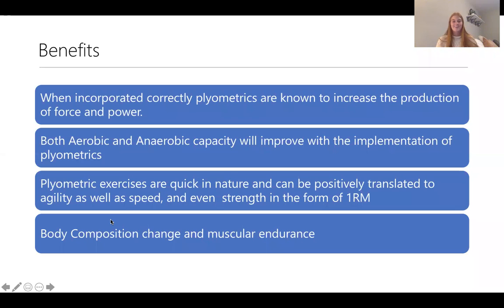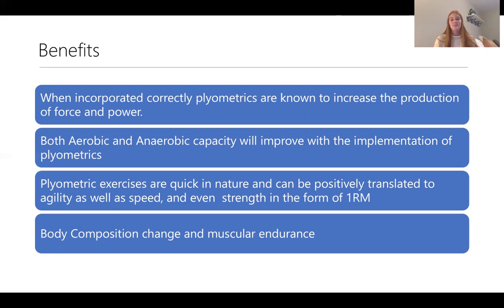So the benefits are very vast and wide and can benefit an athlete in a lot of ways. So we're going to touch on those. When incorporated correctly, plyometrics are known to greatly increase the production of force and power of the muscle of an athlete. So power is a huge benefit from plyometrics. Another benefit is aerobic and anaerobic capacity will improve when you are implementing plyometrics. So that is a great thing for all types of athletes because you have aerobic and anaerobic.